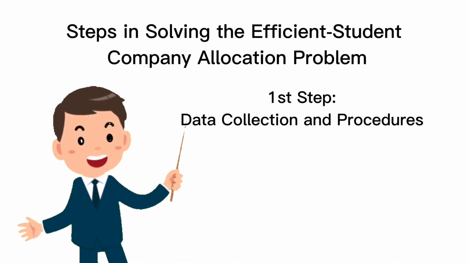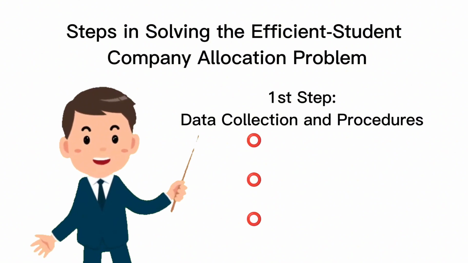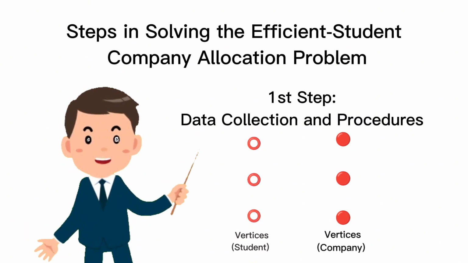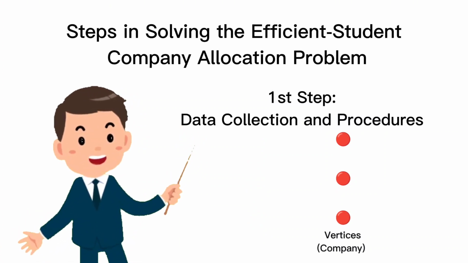To construct this graph, we must first determine its set of vertices. The first set of vertices will be the vertex student, and the other set of vertices will be the vertex company. We will begin by gathering the data for the vertex company. It is important to start the data collection of this vertex first, because the number of students that will be used in the case study corresponds to the number of companies we will be provided with.